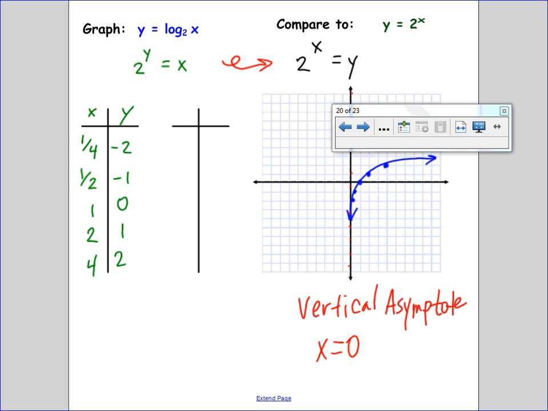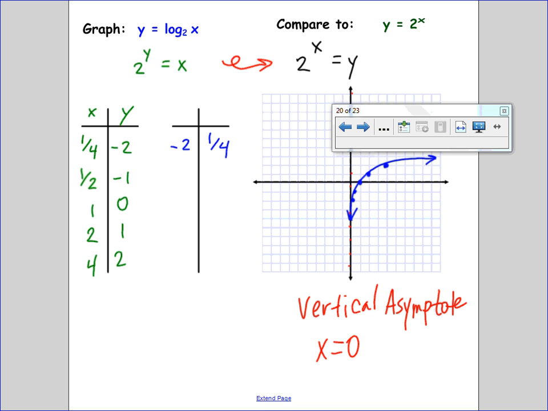But I also know they're inverses, and so I could simply invert the ordered pairs in my original logarithmic function with the corresponding base to get integer pairs on my new function, the exponential function with base 2. So let's go ahead and do that. If 1/4, negative 2 is on the original, then negative 2 comma 1/4 is on the exponential.